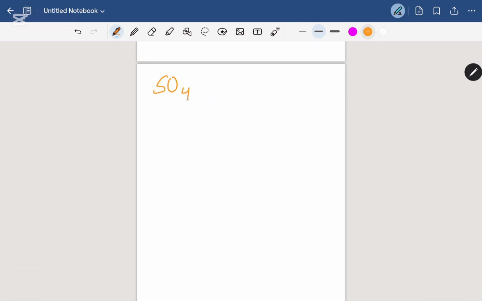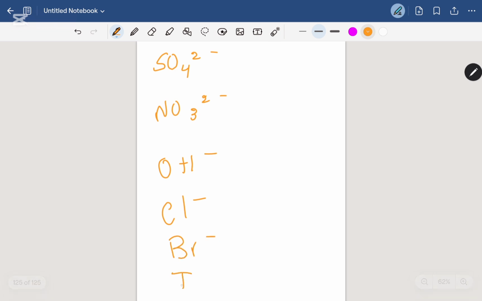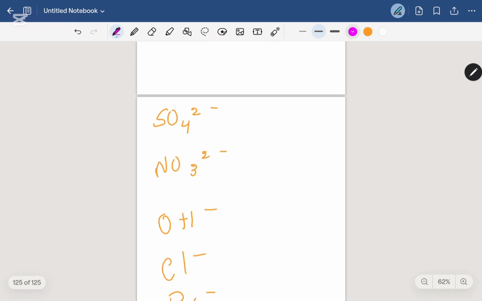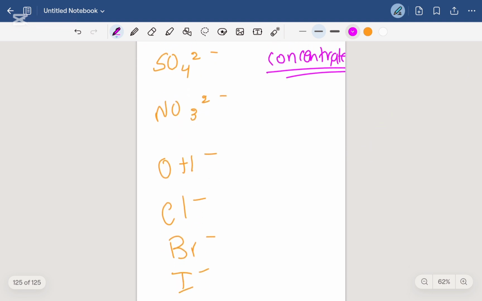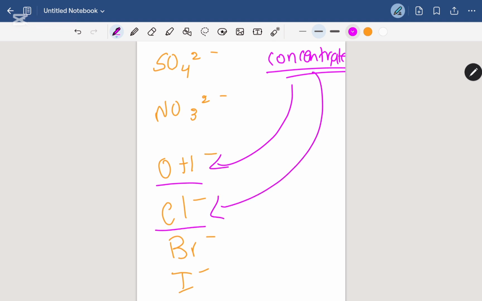So we have SO4 2 minus, NO3 minus, OH minus, Cl minus, Br minus, and I minus. What's gonna happen here is that the first thing we're gonna check is, is it concentrated or is it not concentrated? So let's say it is concentrated. If we're dealing with OH minus, then OH minus is gonna discharge. If we're dealing with Cl minus, then Cl minus is gonna discharge. If we're dealing with Br minus, it's gonna discharge, and I minus also is gonna discharge.